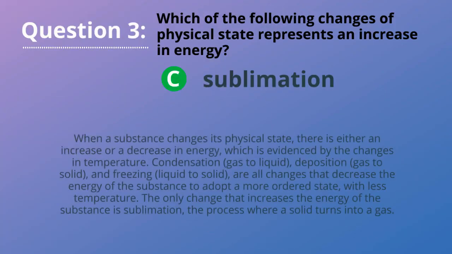When a substance changes its physical state, there is either an increase or a decrease in energy, which is evidenced by the changes in temperature. Condensation, gas to liquid, deposition, gas to solid, and freezing, liquid to solid, are all changes that decrease the energy of the substance to adopt a more ordered state with less temperature. The only change that increases the energy of the substance is sublimation, the process where a solid turns into a gas.